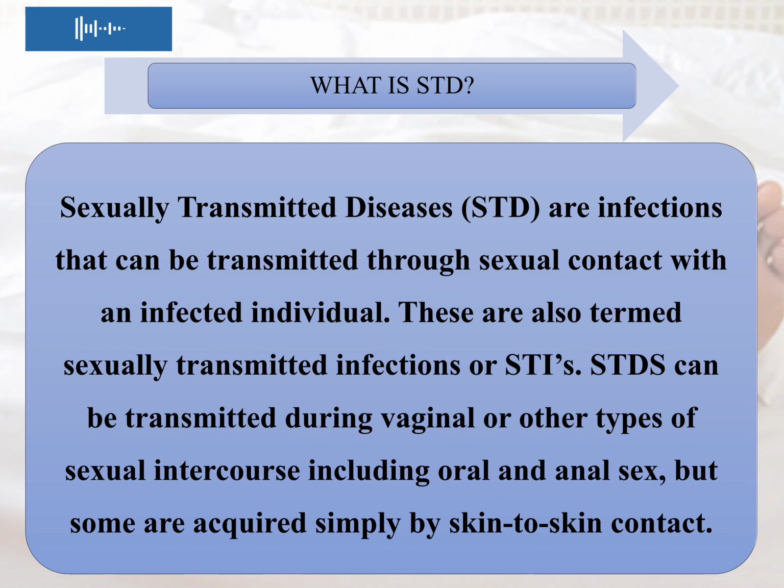Sexually transmitted diseases are infections that can be transmitted through sexual contact with an infected individual. These are also termed as sexually transmitted infections. STDs can be transmitted during vaginal or other types of sexual intercourse, including oral and anal sex, but some are acquired simply by skin-to-skin contact.